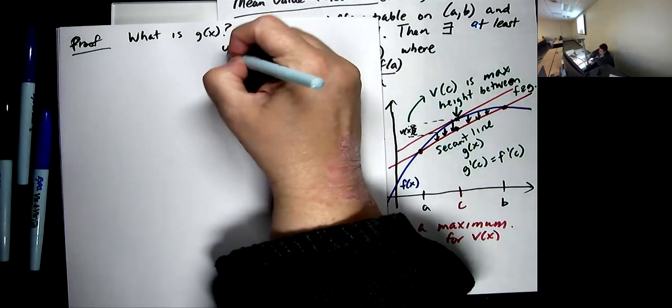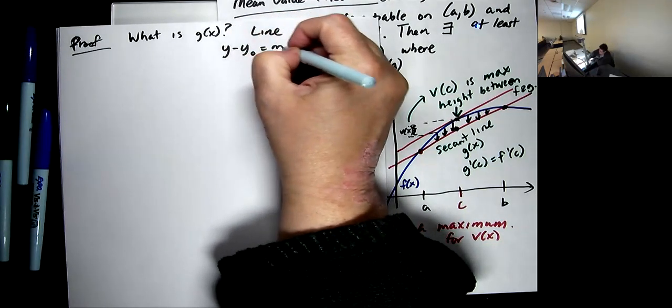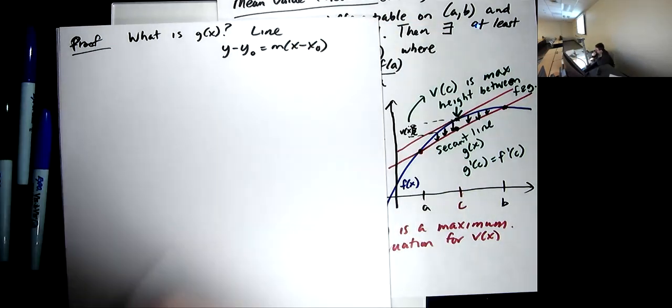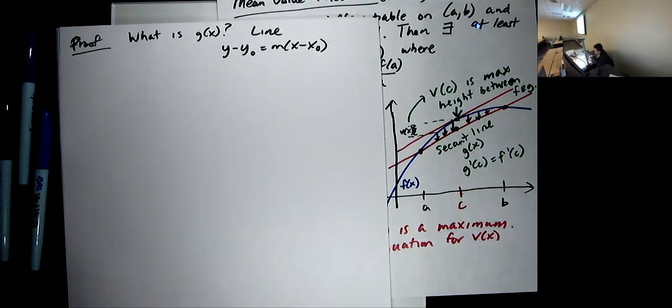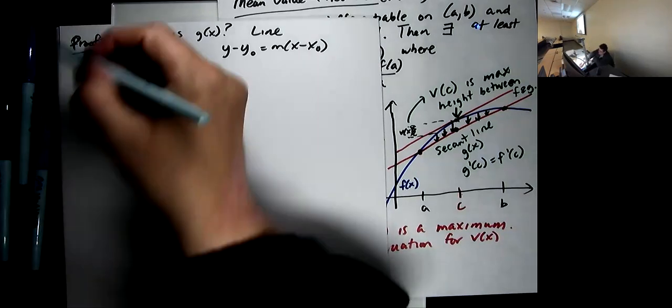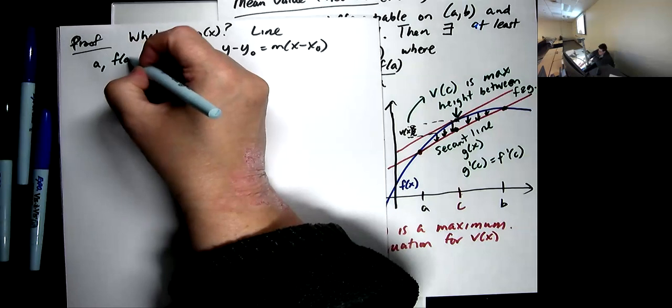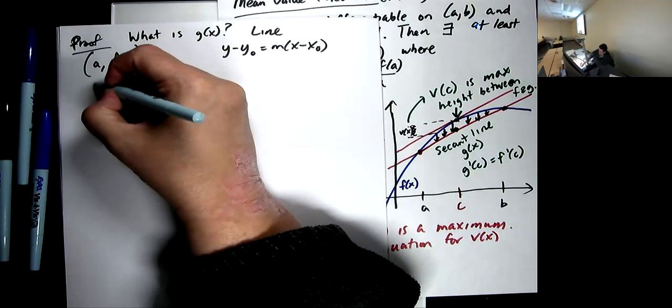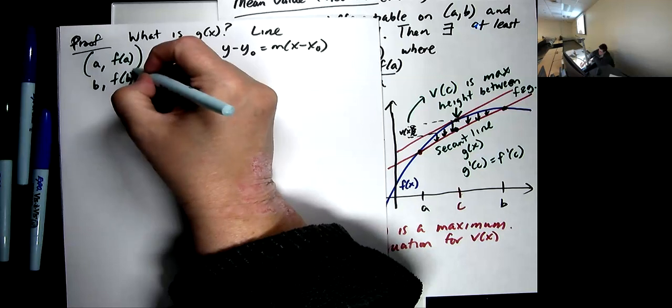So we can write it as y minus y naught equals m times x minus x naught. That's our point-slope form of a line. I don't want to find the y-intercept. That's too much work. We've got 2 points already. That's why I chose this point. We have a, f of a as a point, and we have b, f of b as a point.